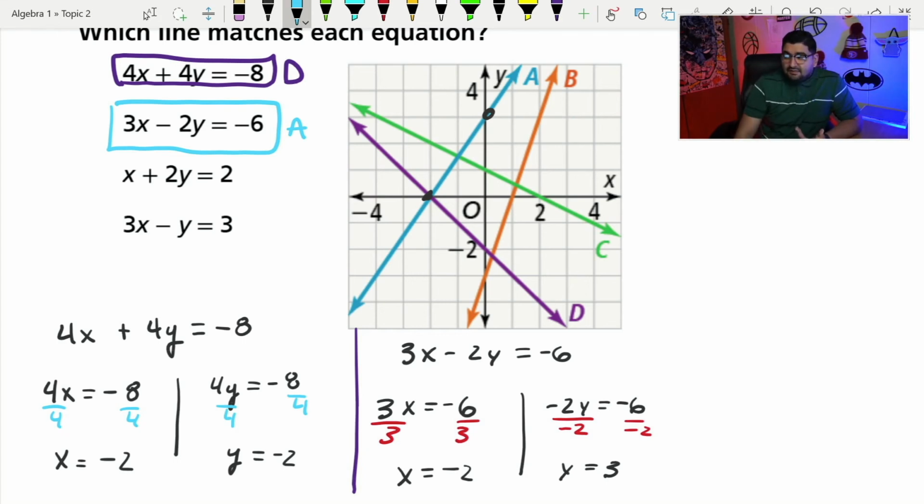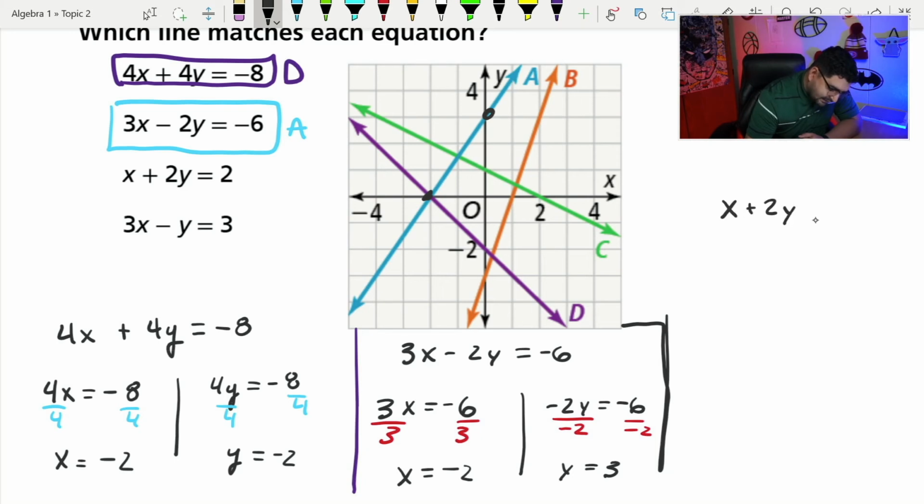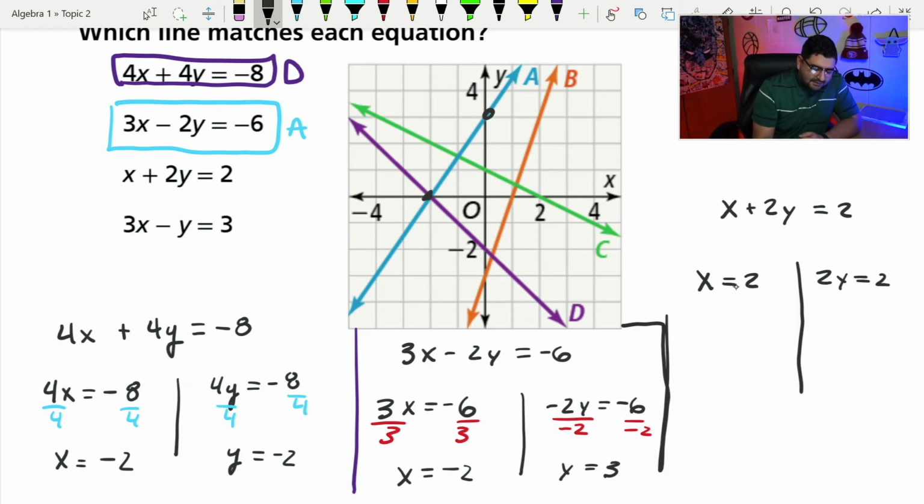Essentially, I just have to figure out one more, because then I can use the process of elimination to find the last one. So for the last one, we're going to write it right here: x plus 2y equals 2. Again, plug in 0 for y and you get x equals 2. Then if you plug in 0 for x, you get 2y equals 2. Just by plugging in 0, I find out that my x-intercept is 2.